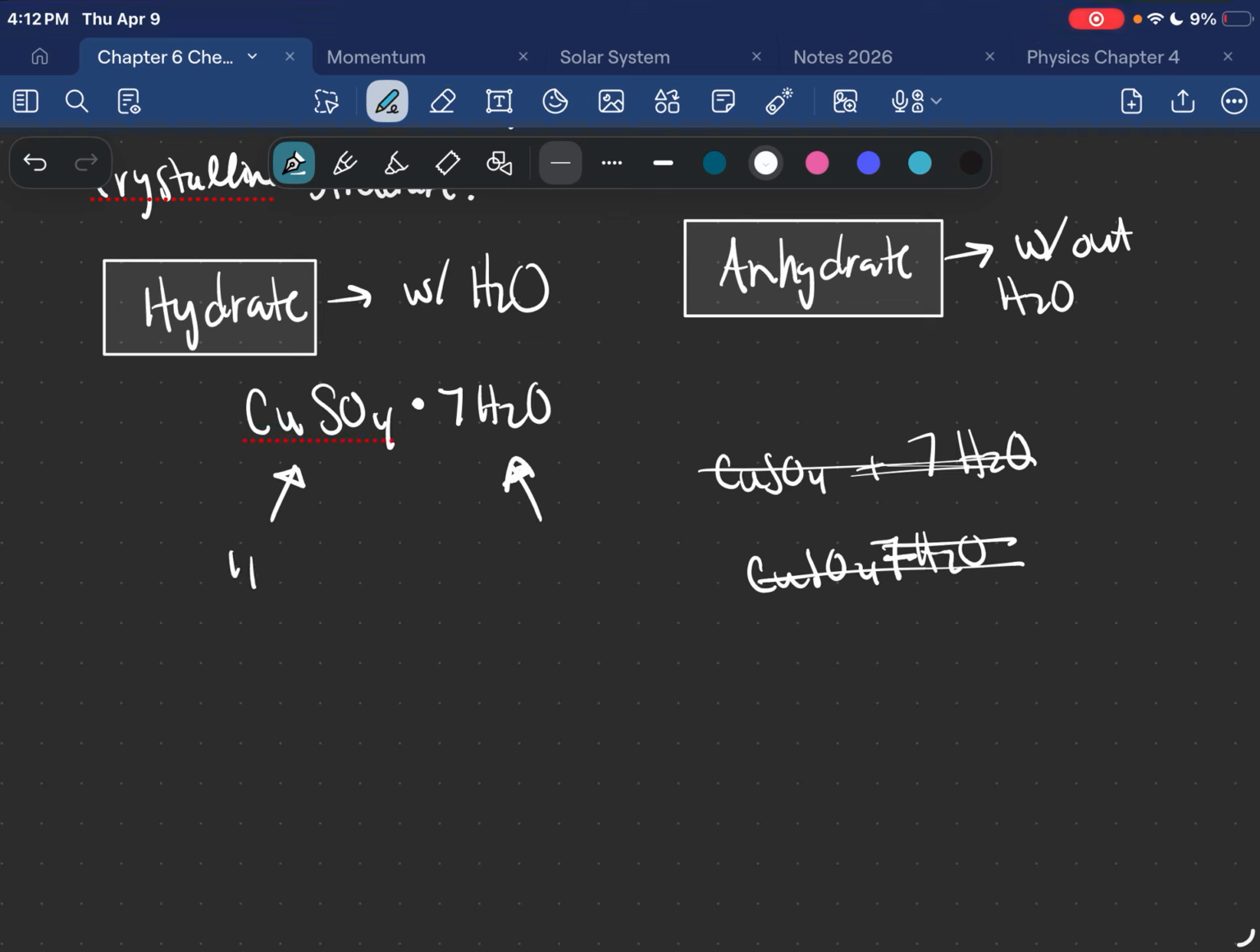What that means is 1 part copper 2 sulfate to 7 parts H2O. Now that means every single time, that is the max that that compound can hold. They all have a unique value for how much water they can hold.